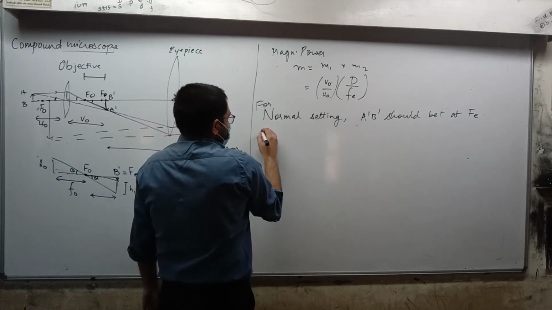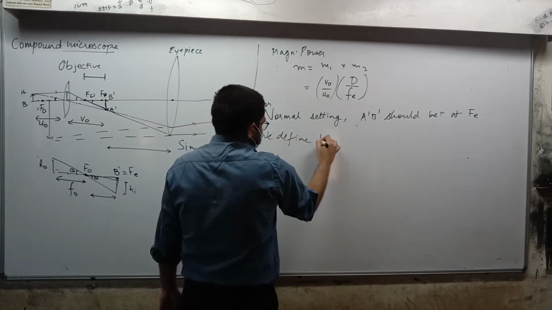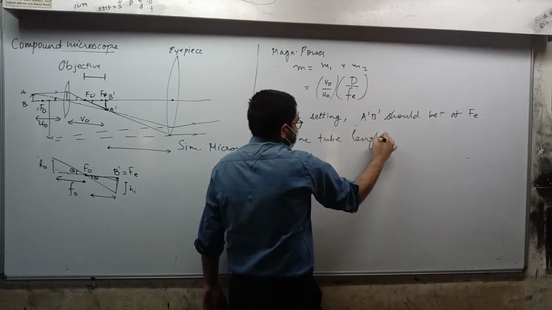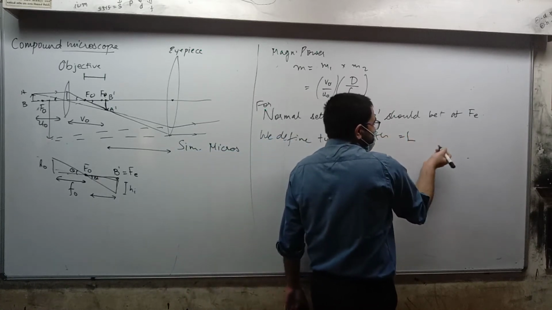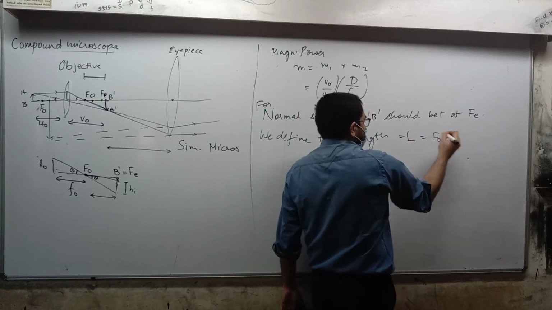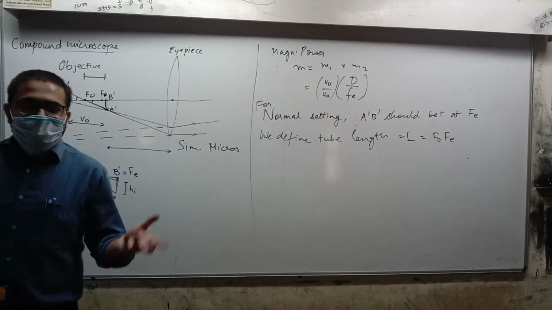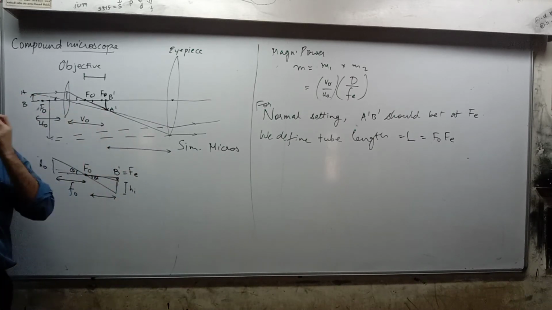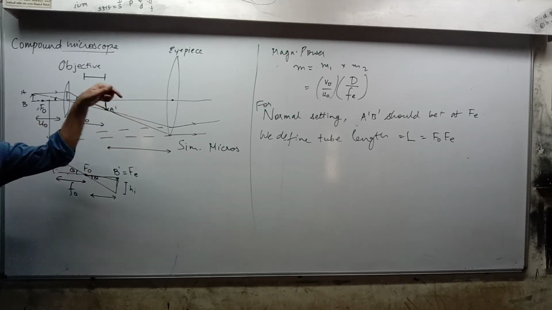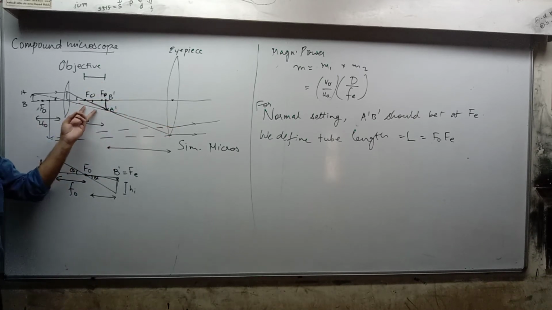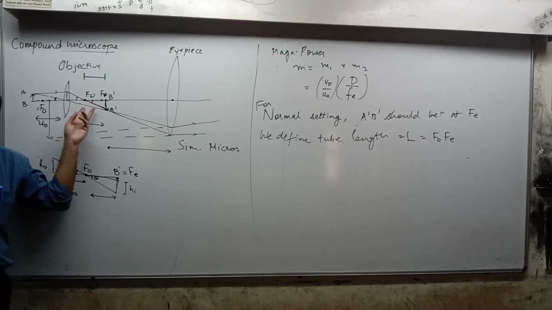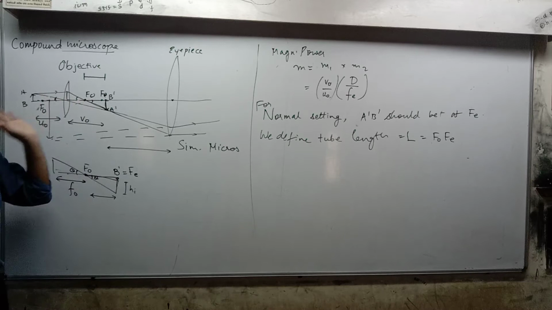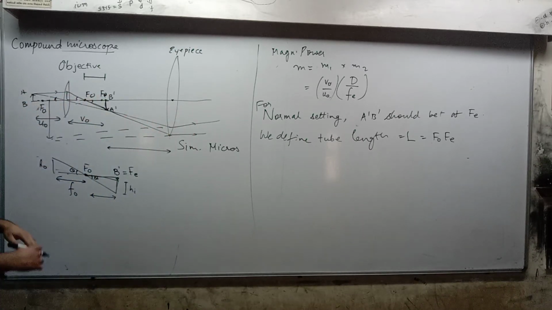So we define tube length. A new term, tube length. So what is tube length? The symbol is L, and that is equal to the distance between the focus of the objective and the focus of the eyepiece. What's that called? Tube length. You'll have to remember that term. I repeat, the distance between this FO and this FE here is called the tube length of the microscope. So here I can easily write the distance between FO and FE as L.